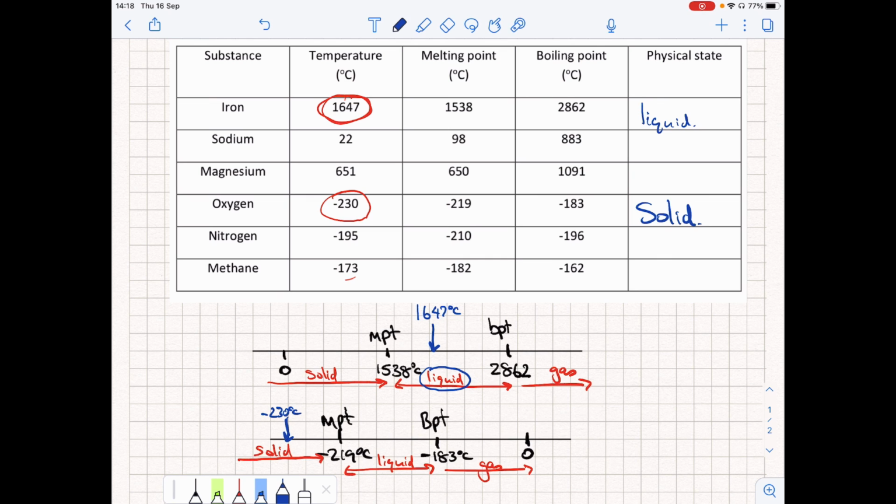Easy way to do it, using number lines, and it prevents you from making a mistake.